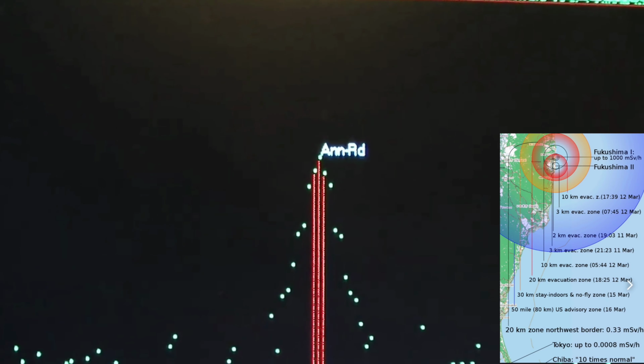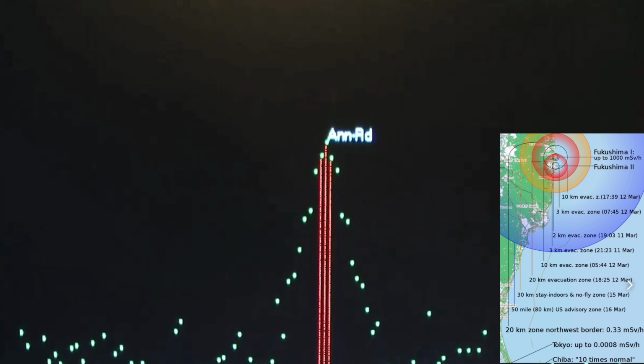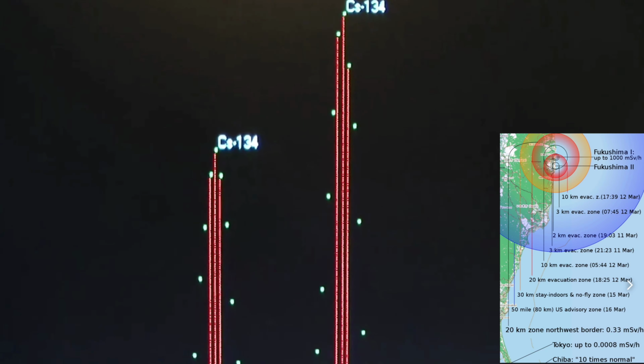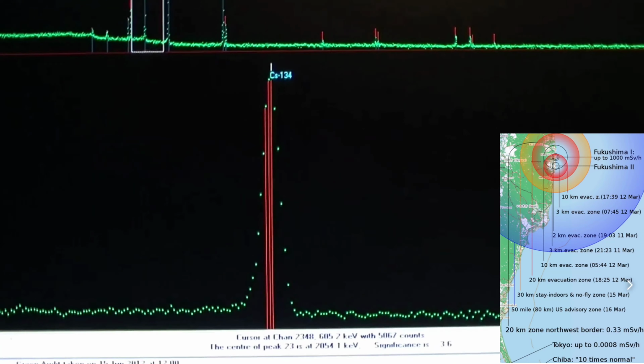That means with the other thing we've got, clearly, now there's some cesium-134. Now these are the big peaks of cesium here. Here's the big cesium-134 peak. Where is it? There. There it is, look at that, see? So that's a big cesium-134 peak there.